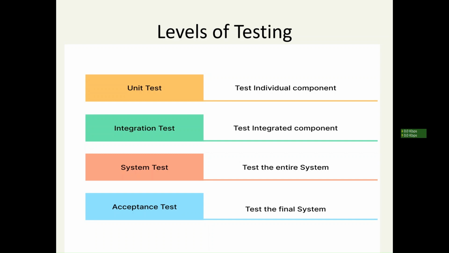There are five levels. One level is missed in this diagram, that also we'll see. Unit testing, integration testing, system testing, system integration testing, and acceptance testing. So basically, there are five levels.